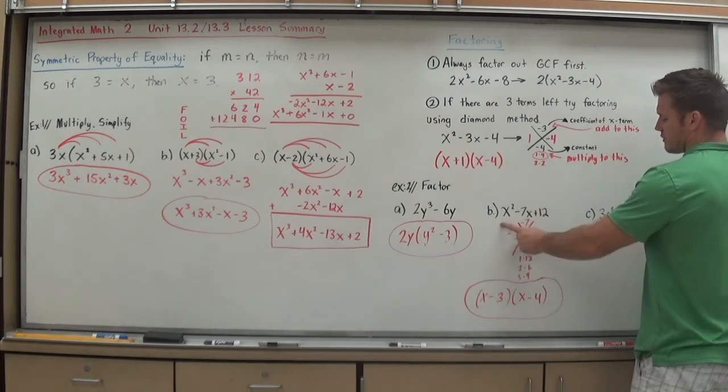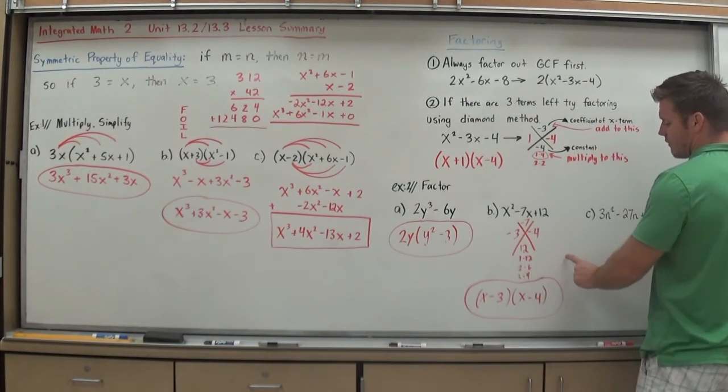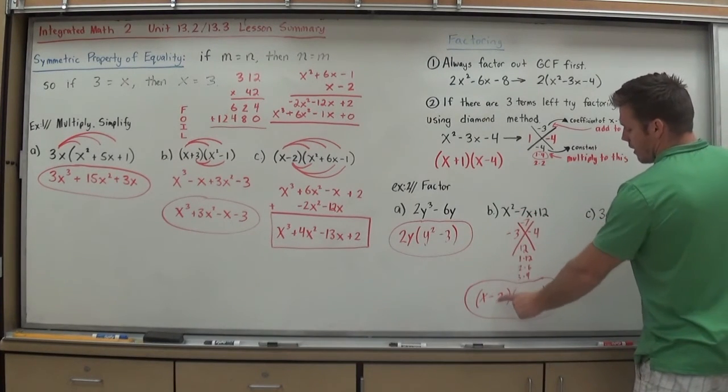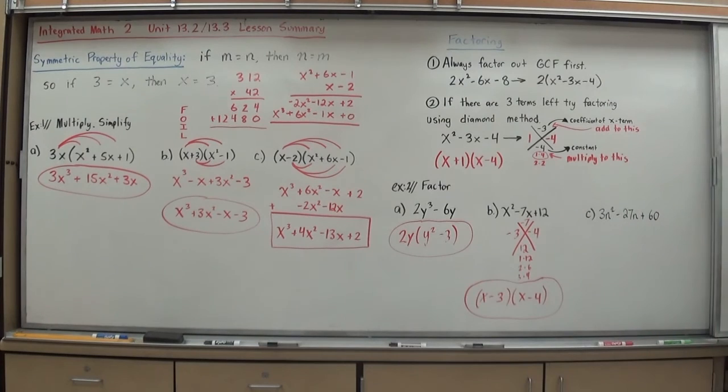X times x is x squared. X times negative 4 is negative 4x. Negative 3 times x is negative 3x. That combines to a negative 7x. Still matches. Negative 3 times negative 4, positive 12. And again, you can work that out by hand at home if you'd like. I'm going to try to go a little quicker, but it does work. You can verify it yourself. Moving on to the last example.